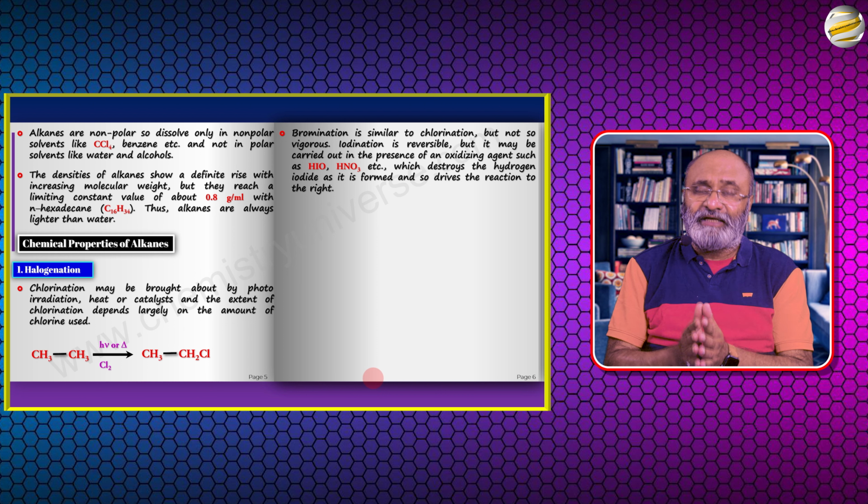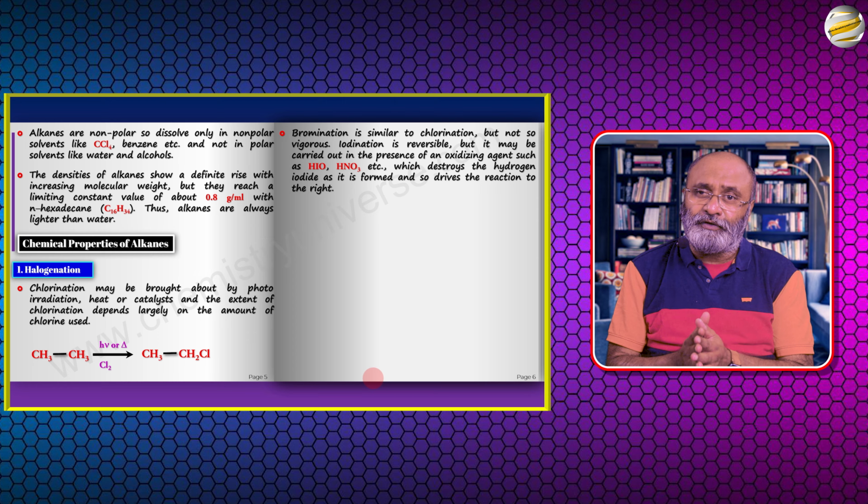Now, when it comes to iodine, you get HI, but the reaction is reversible. So, how do we make the reaction go forward? We oxidize the HI using compounds like HIO3 and HNO3. So, HI is removed from the system, and as it is removed from the system, the reaction will go forward.